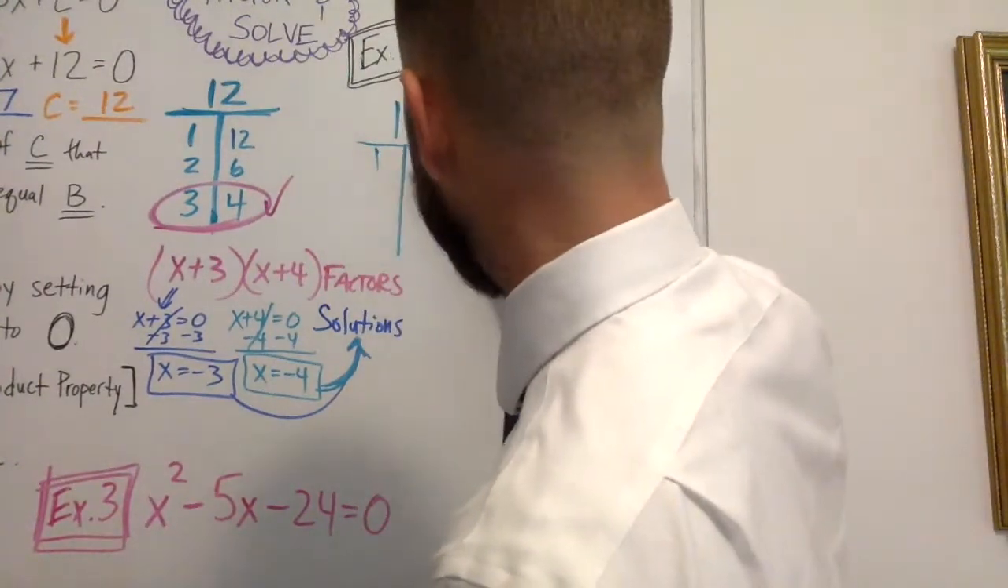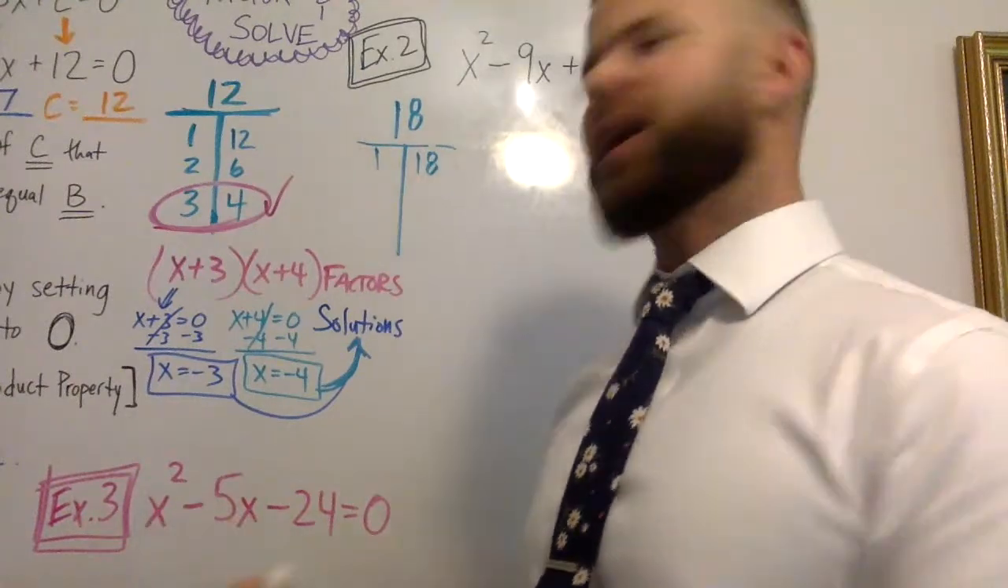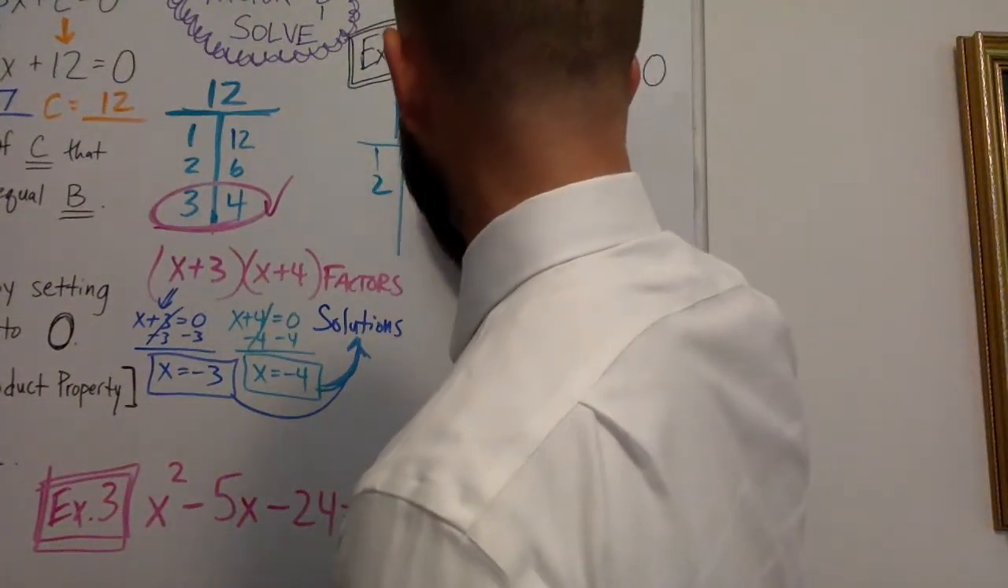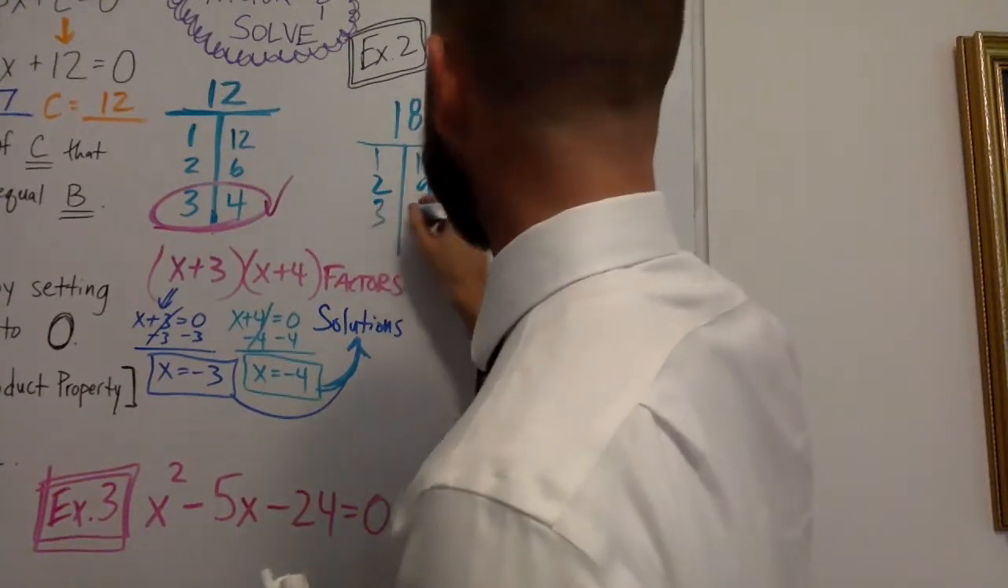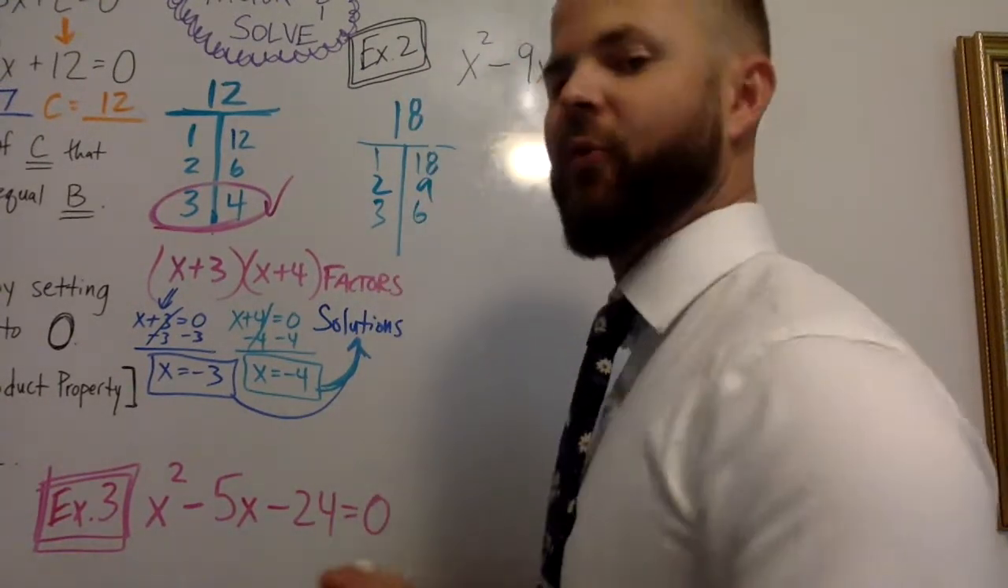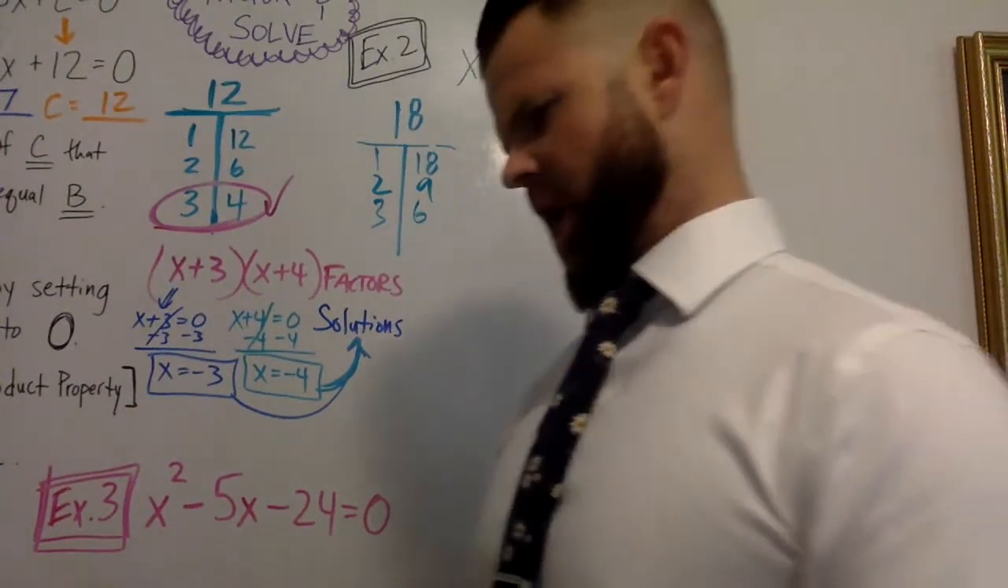I got a 1 and an 18. What's next? A 2 and a 9. All right, what's next? A 3 and a 6. All right, good for you guys. Anything else? Any 4s? Nah. Any 5s? Nah. Any 7s? Nah.